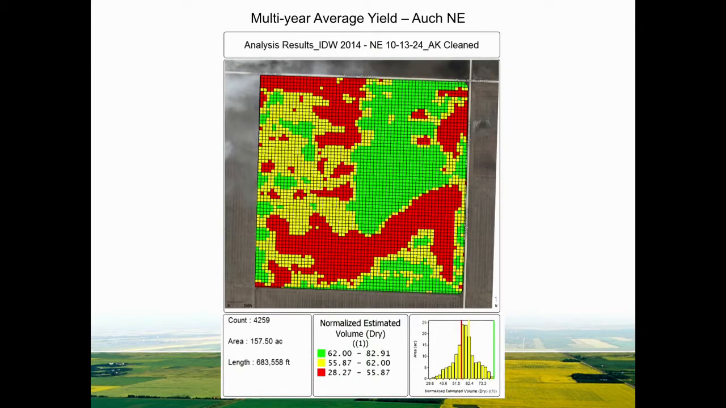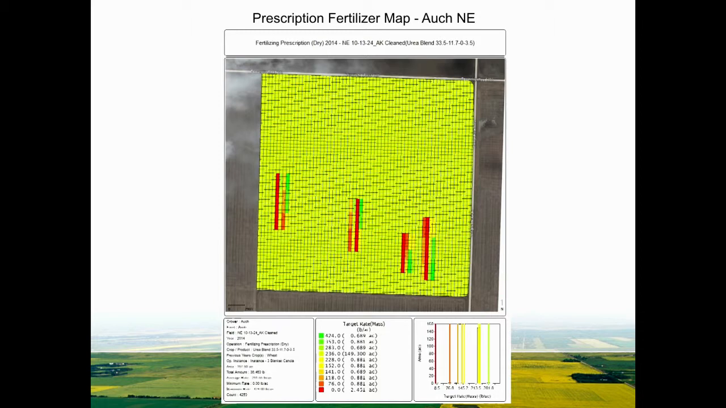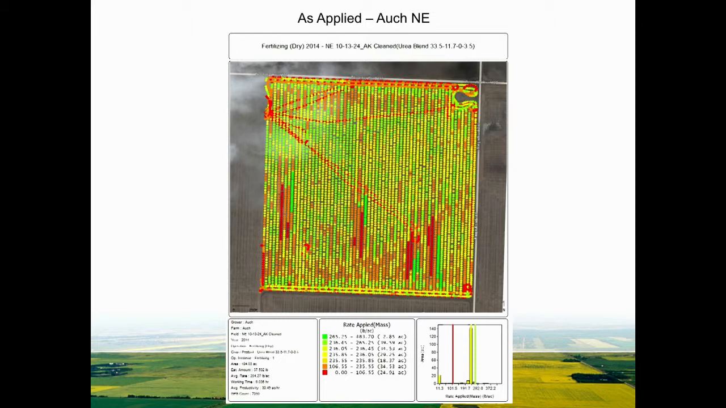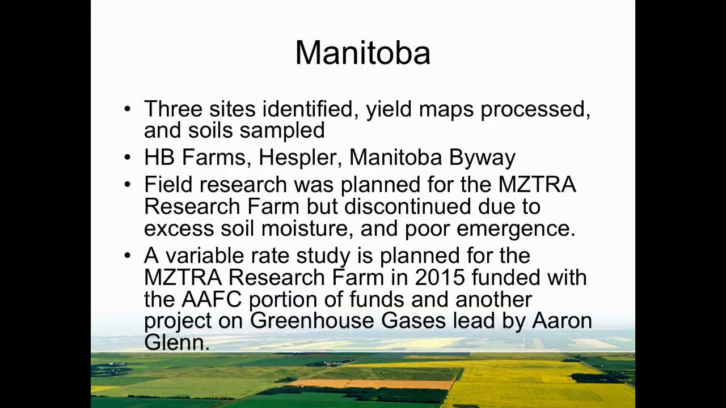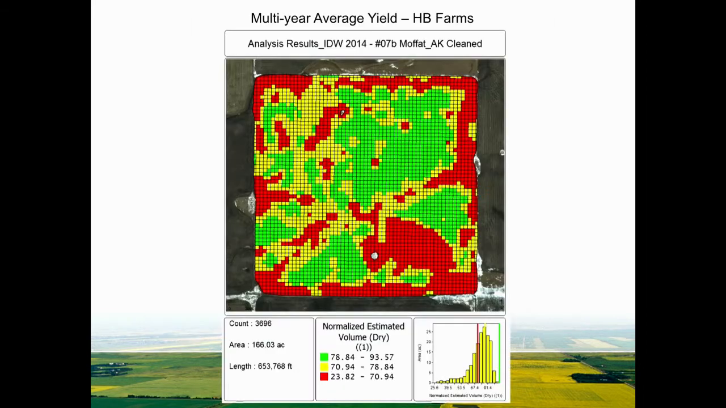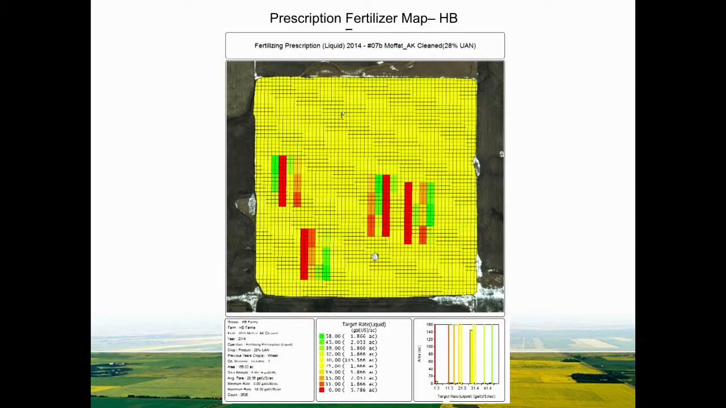Here's an example of a site at Kevinock's land, and this is the analysis of the multi-year average. The red areas are the low-yielding areas, green are the high. We set up our treatments across those zones with the various fertilizer rates that I described. And here's our as-applied map on Kevinock's land there in Manitoba. We had a site at HB Farms. Here's the analysis of the multi-year site. Here's our as-applied map. All these maps were developed in SMS, an Ag Leader program.